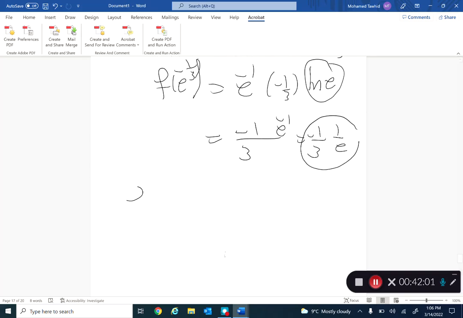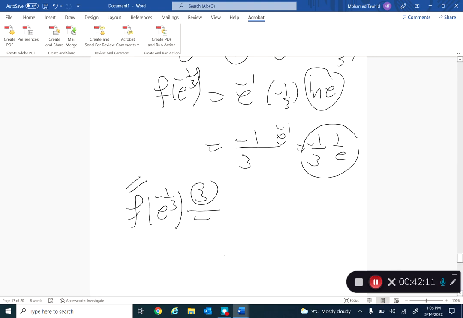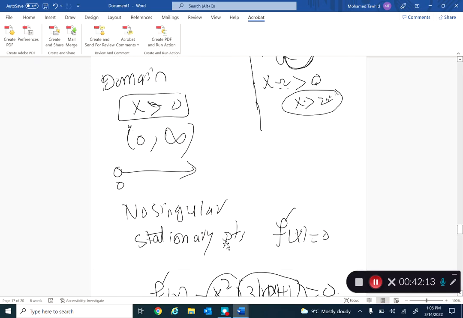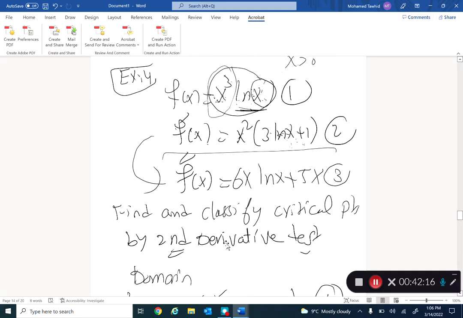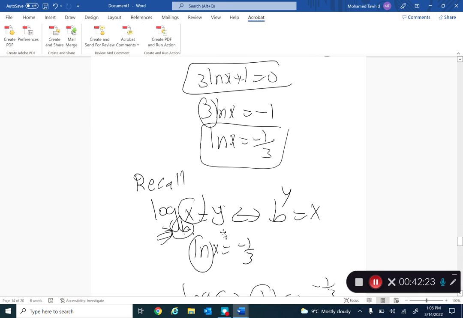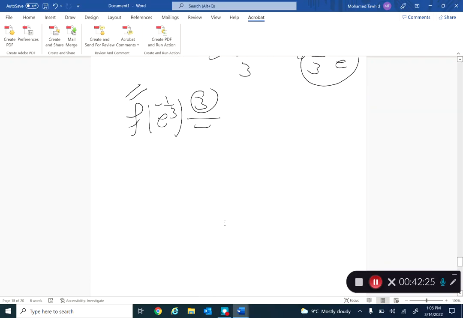So I have to apply the second derivative test, which means the second derivative at e to the power -1/3. That is equation number 3, right? In order to see if it's positive or negative, I have to go to equation number 3. Where is equation number 3? Here. Go ahead and replace x by e to the power -1/3. Okay, so what is the second derivative? Let me write it for you so that you can see. The second derivative here is, I'm copying that, 6x ln x plus 5x, right?